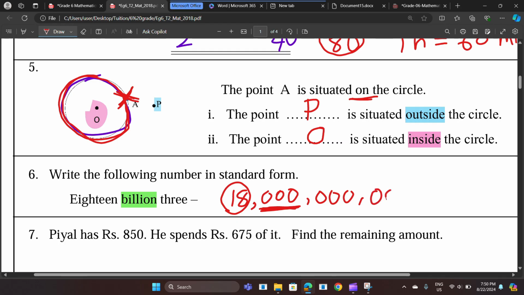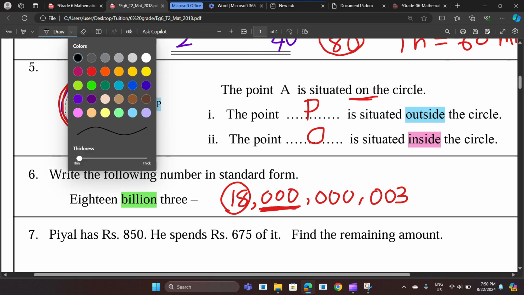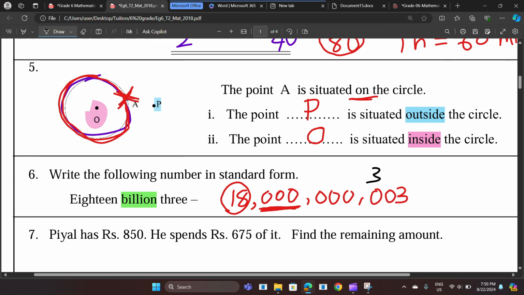And 3. How to write 3? If we write 3 like this, it is incorrect, okay? We have to use 3 digits. So we write it as 003. Okay, I think it is clear.